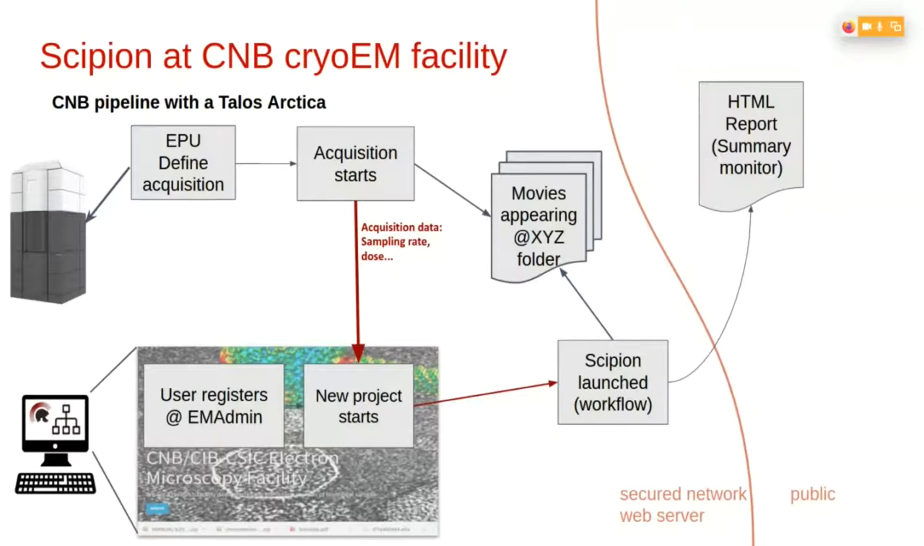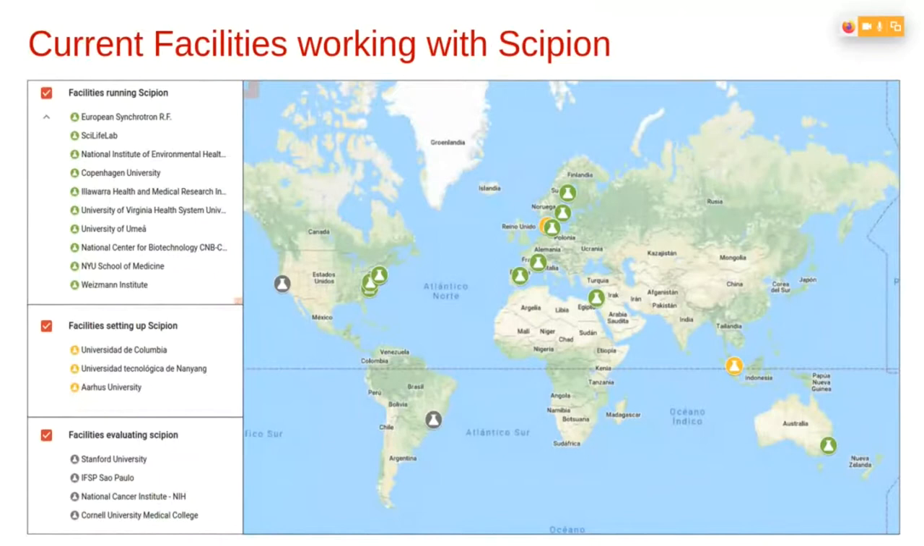And additionally, we have included some sensors in order to collect statistics like room temperature, room magnetic field, or even in-case temperature and in-case magnetic field, so that these statistics can be included in the Scipion workflow or project in order to be reported with the HTML report. Well, this was just an example of how to set up Scipion in a facility's pipeline, but there are as many examples as facilities that use Scipion. And here you can see the different facilities: in green are those facilities that are daily using Scipion, and in yellow and in gray are those that are interested.